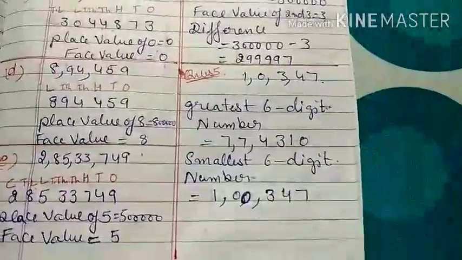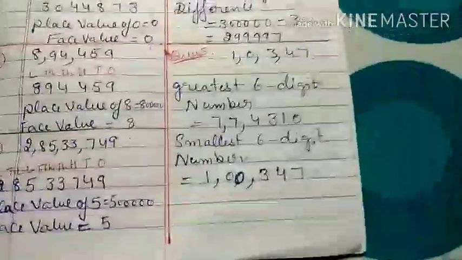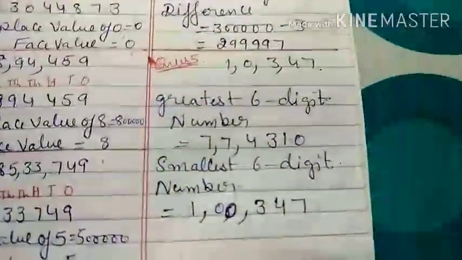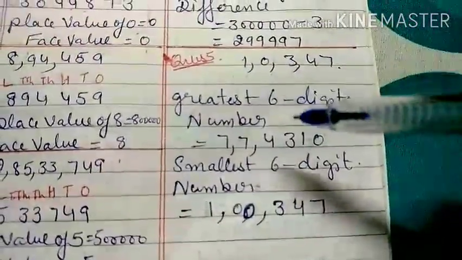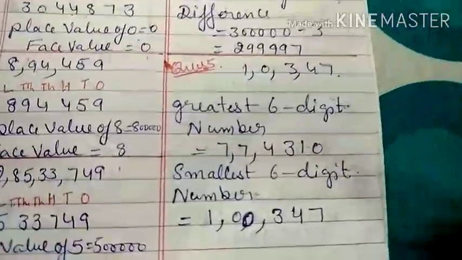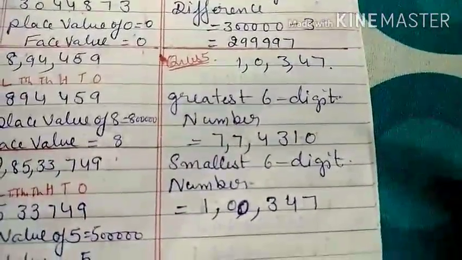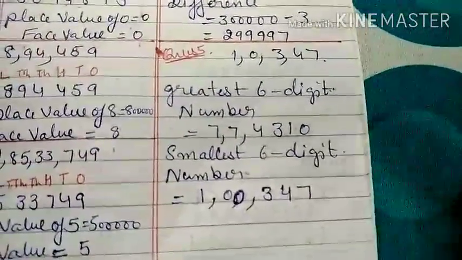Now question number 5, you have 5 digits given to you. You have to find the greatest 6-digit number and smallest 6-digit number. Repetition of the number is allowed. In the condition of greatest number, you have to write the digits in descending order, but if there is a condition of smallest number, you have to write the digits in ascending order.